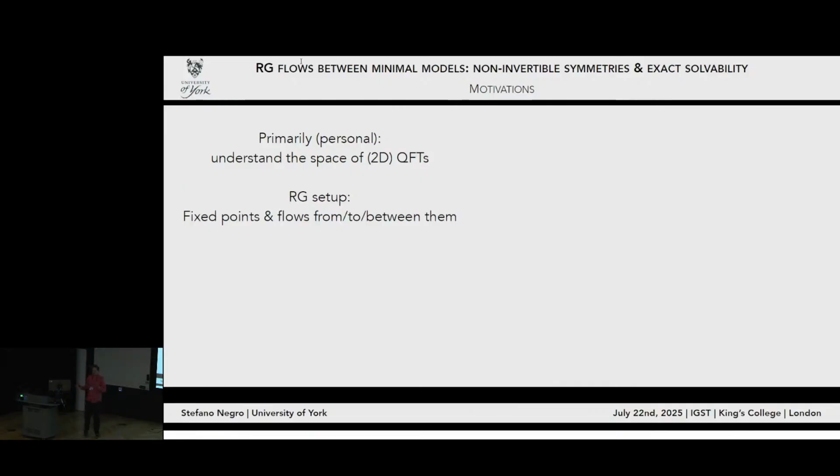Okay, so let me start with a brief slide on motivations. As you might know if you saw a previous talk of mine, I am primarily interested in understanding the space of two-dimensional quantum field theories. And in particular, using the RG setup, which identifies fixed points as conformal field theories, and then studying the flows between them, from them, going somewhere.